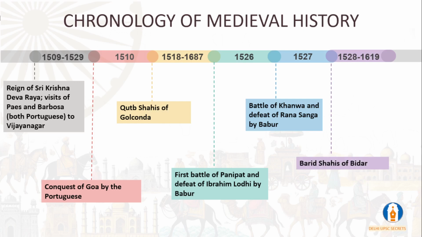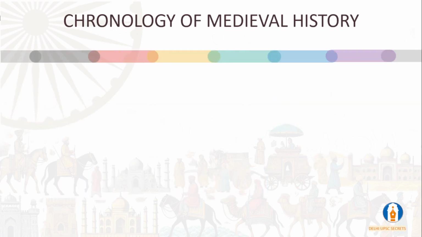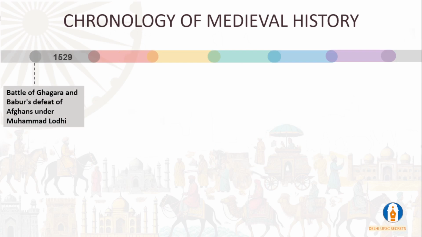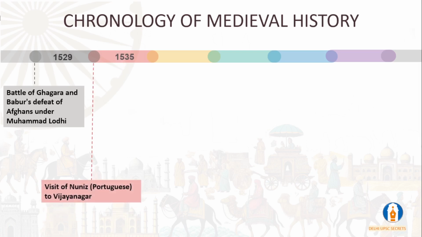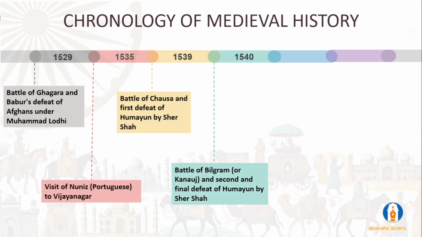Then 1528 to 1619 AD, the Barid Shahis of Bidar rule the region. 1529 is an important period where the Battle of Ghagra happens, where Babur defeats the Afghans under Mahmud Lodi. 1535 AD is when the visit of Nuniz, a Portuguese traveler, to Vijayanagara happens. 1539, the Battle of Chausa happens, and the first defeat of Humayun by Sher Shah. 1540, the Battle of Bilgram, or we say Kannauj, is the final defeat of Humayun by Sher Shah.